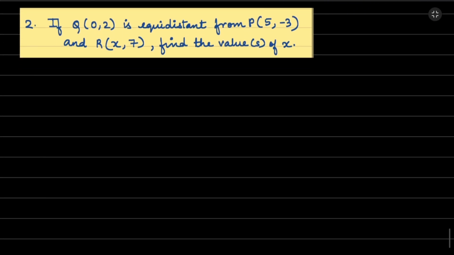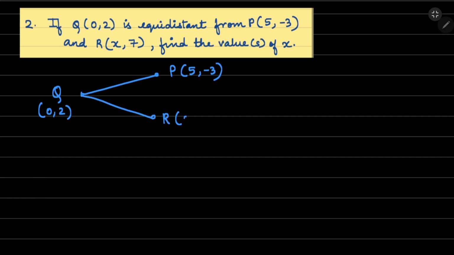Here, if Q (0, 2) is equidistant from the points P (5, -3) and R (x, 7), find the value of x. So here you are given a point Q (0, 2), and this point is equidistant from 2 other points, namely P (5, -3) and R (x, 7). Find the value of x. Since it's equidistant, meaning equal distance, Q has an equal distance from P as well as R, so you can write PQ is equal to QR.